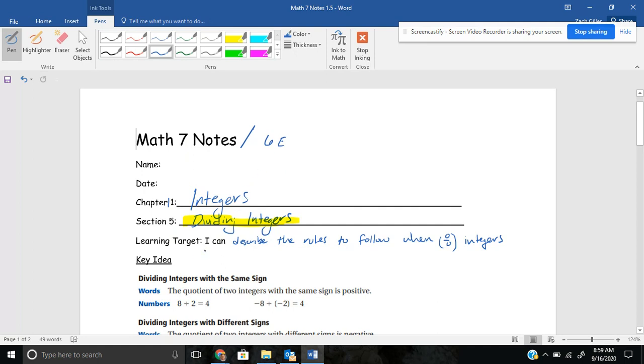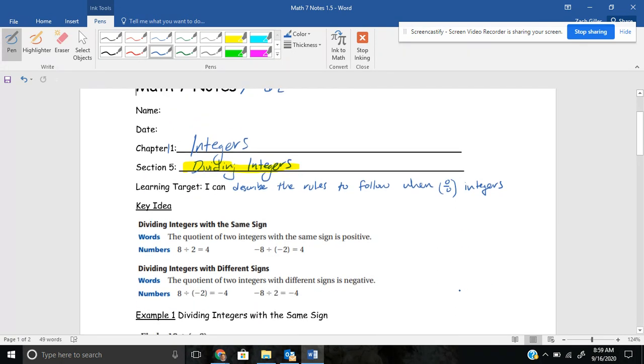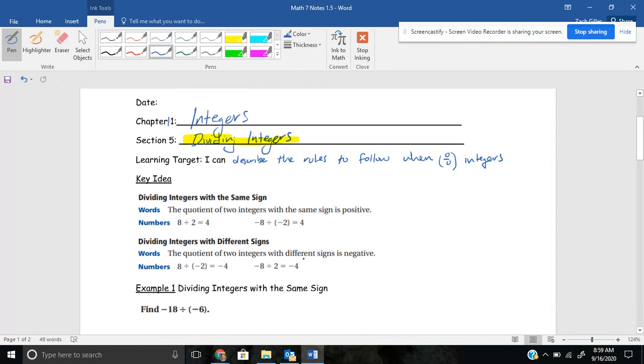Okay. Learning target today is I can describe the rules to follow when dividing integers. So let's look at those rules. And I have some good news for you that it's the same as multiplying integers. So that's real handy. The rules for multiplying and dividing integers are the exact same.